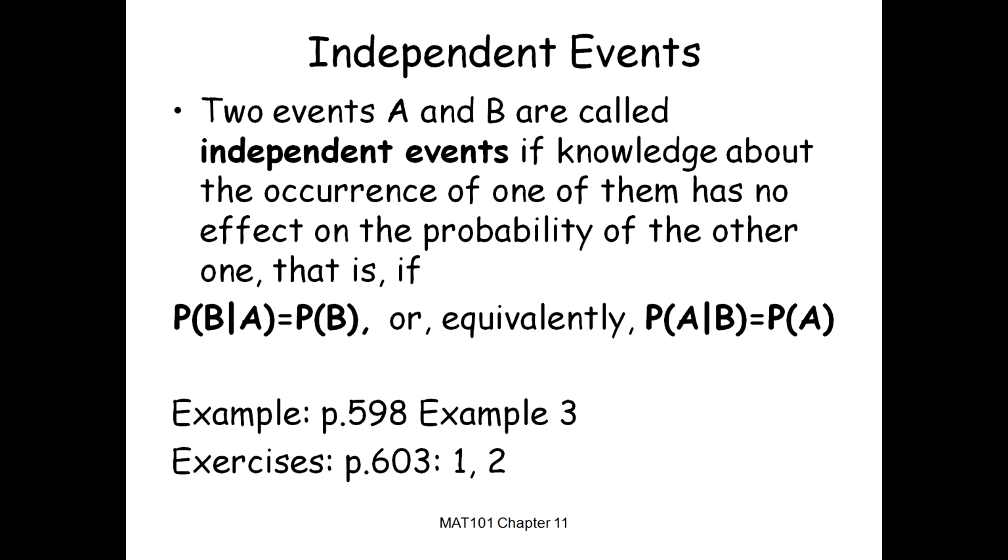So occasionally you'll have independent events, and 2 events, A and B, are called independent if knowledge about the occurrence of one of them has no effect on the probability of the other one. That is, the probability of B given A is the probability of B, or equivalently, the probability of A given B is the probability of A.